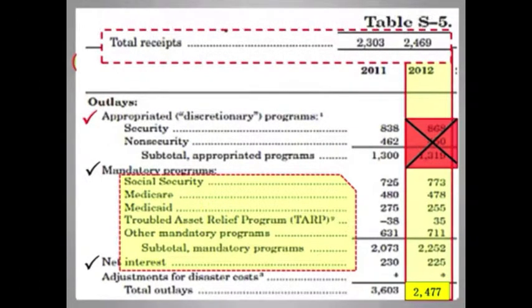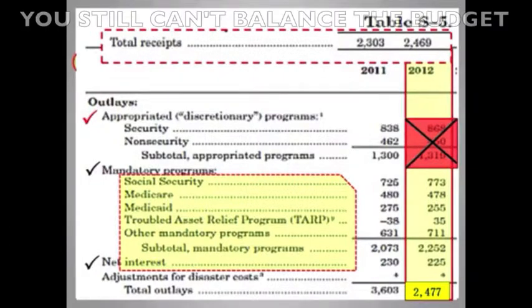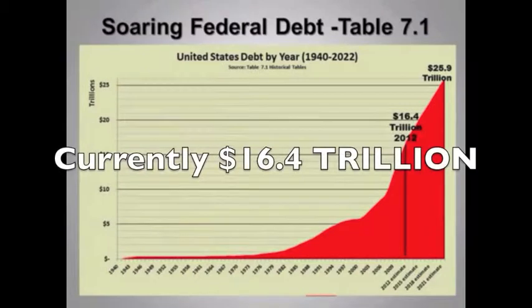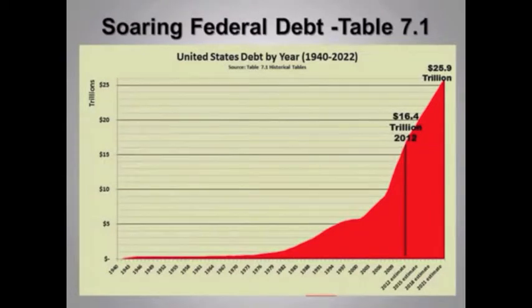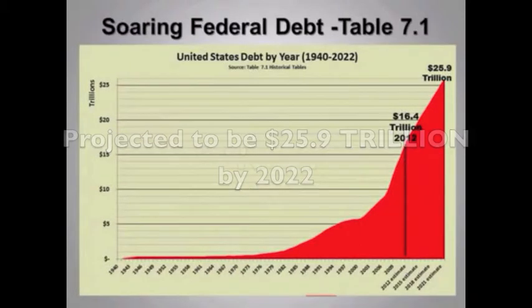If you remember from the previous slide, the actual total receipts, or money taken in by the government, is only $2.469 trillion. So even if the government was completely shut down and unfunded, you still wouldn't be able to balance the budget. Let's take a look at the current federal debt and the projections. Table 7.1, that same document: you can see $16.4 trillion as of 2012, and by 2022 you can expect it to go to $25.9 trillion.